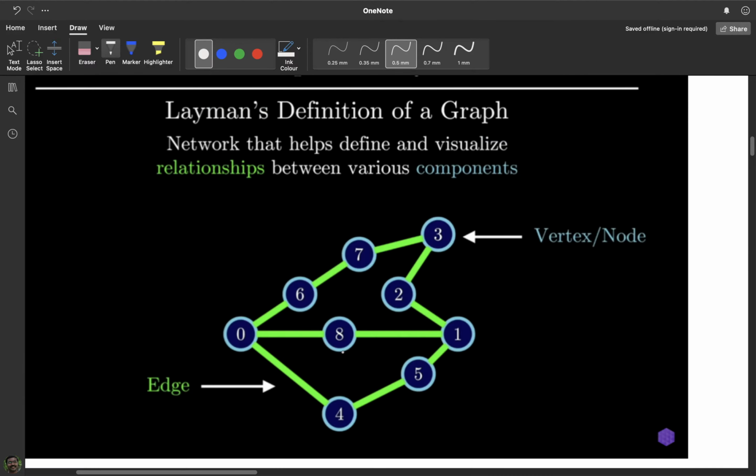It's a network that helps to define and visualize the relationship between various components. You can see here that between 0 and 6 there is a relationship, and between 6 and 7 there is a relationship. 0 and 8 have a direct relationship, and 0 and 1 have an indirect relation by way of 8. If you want to find the shortest possible way to go from 0 to 5, you can explore this graph. So this contains two things: vertices and edges.